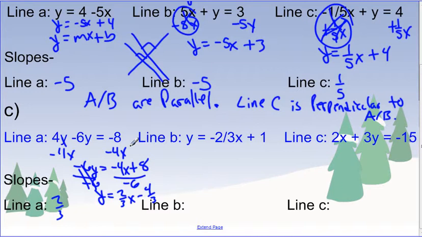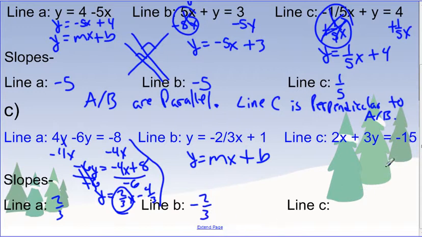Okay, line B. Again, that's really the only piece we needed. We needed that slope. Line B, it's already in slope-intercept form. Y equals x thingy plus b. So our slope here is -2/3.